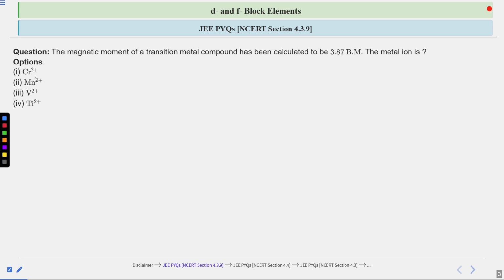The options are chromium 2 positive, manganese 2 positive, vanadium 2 positive, or titanium 2 positive. So you are given some time. Try to solve this and then we will conclude to its correct answer.